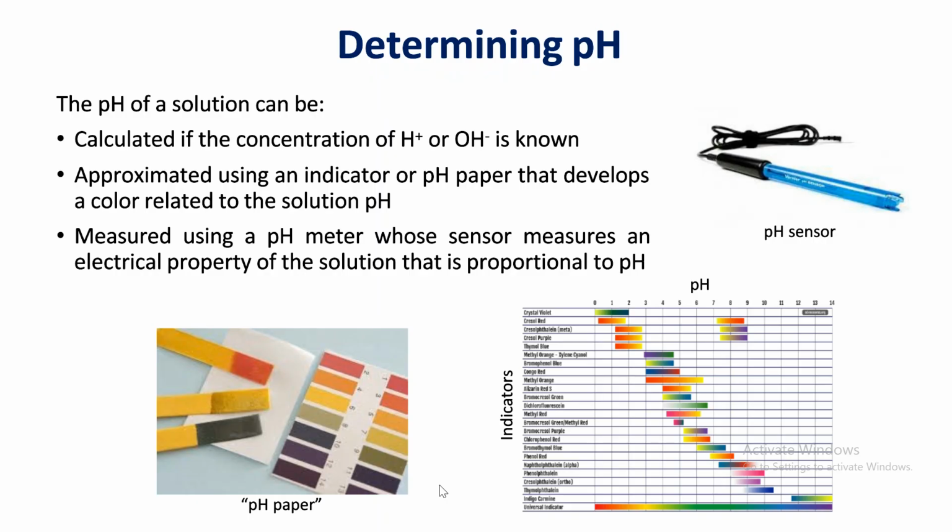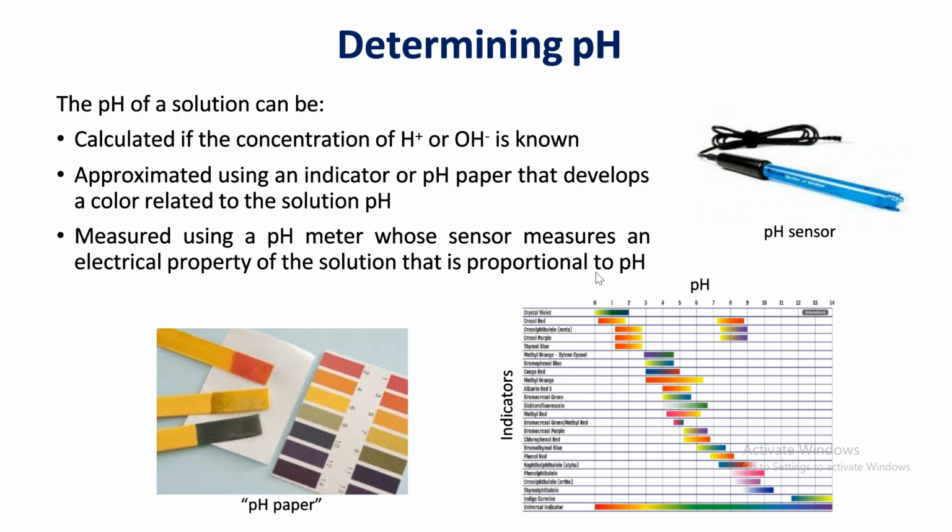So, determining the pH. The pH of a solution can be calculated if the concentration of H plus or OH minus is known, or approximated using an indicator. We're going to be talking about different indicators. You can also use pH paper that develops a color related to the solution's pH. As you can see here, depending on the pH, the indicator will have different colors. The pH can also be measured using a pH meter whose sensor measures an electrical property of the solution that is proportional to pH.